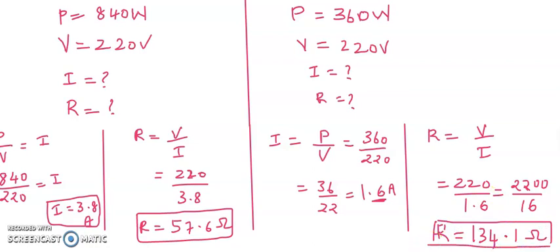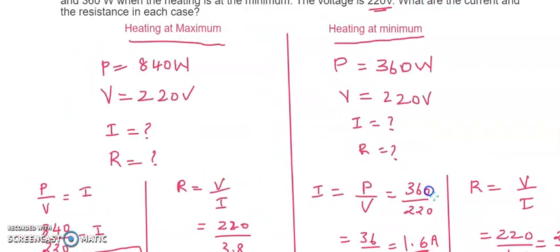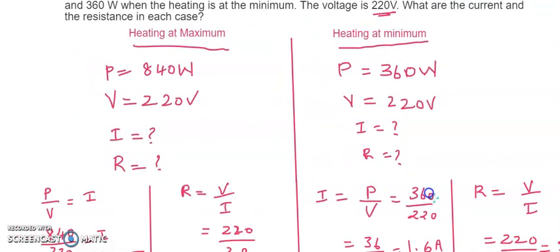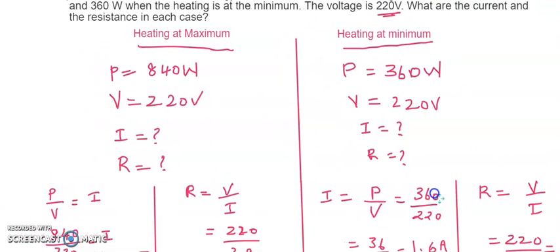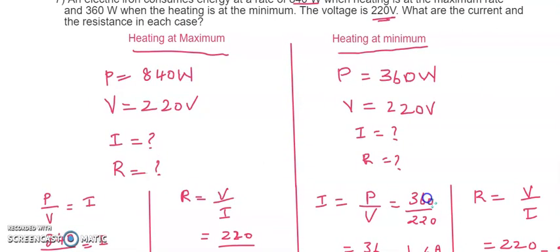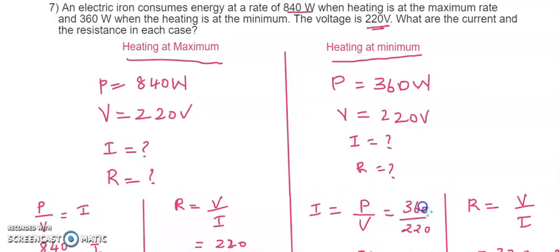Am I clear? Okay, so what is the thing? The heater is the same. It's actually burning at the maximum. So what is the power consumption? And at minimum, what is the power consumption? That's given. So we have to find the amount of current and the resistance in each individual case. Am I clear?